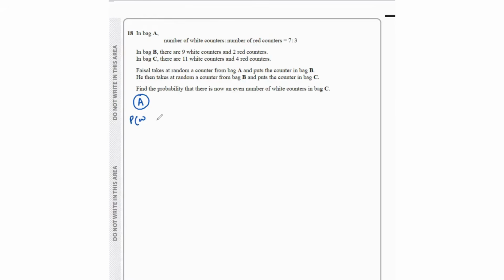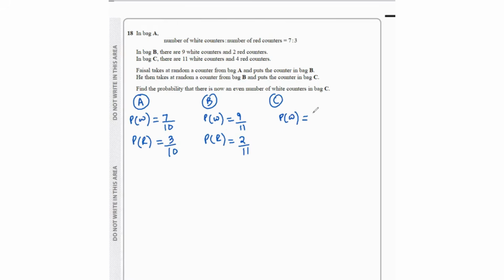Probability of white is going to be 7 out of 10, and probability of red is going to be 3 out of 10. Then for bag B, the probability of white is 9 out of 11 and the probability of red is 2 out of 11. Then for C, the probability of white is 11 out of 15 and the probability of red is 4 out of 15.